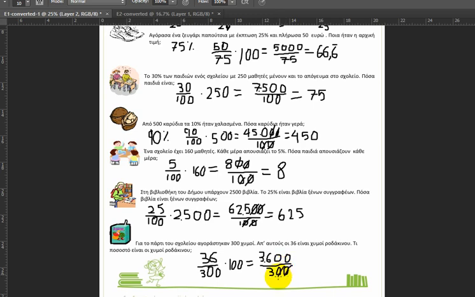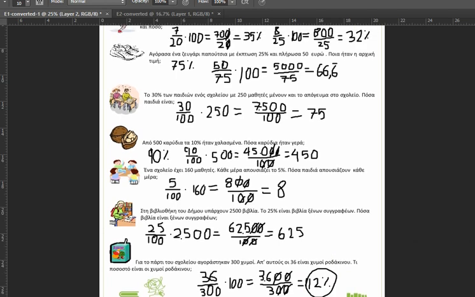Cross out the zeros. And I'm left with 36 over 3. 36 divided by 3 would give me 12. So 12% of the juices are peach flavored. That's my answer, 12%. Check your answers. Make sure you got them correctly. Pause the video if you have to, and then come back so that we can continue to the next worksheet.